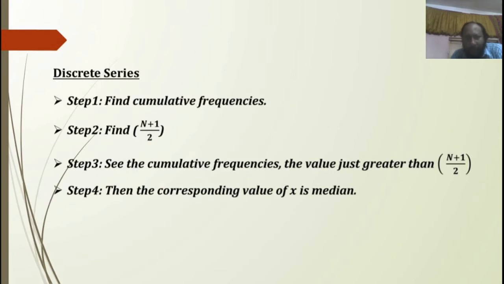Next is how to find the median for a discrete series. So the steps are: first step, find cumulative frequencies. Next is find (n plus 1) by 2. Here n is the total number of observations. And the next step is to see the cumulative frequency value just greater than (n plus 1) by 2, and the corresponding value of x is the median.